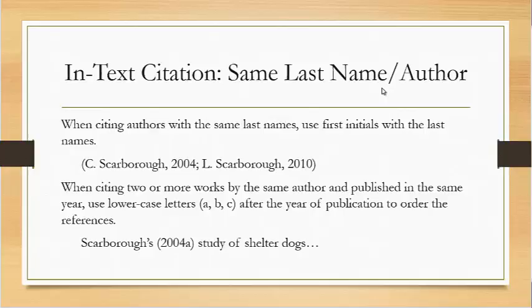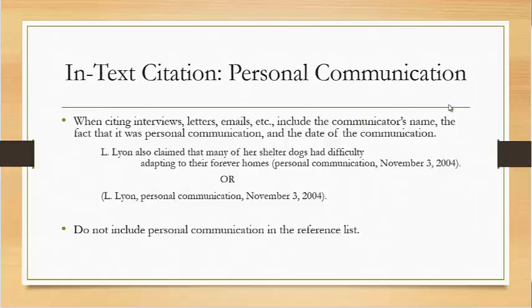Also, while citing two or more works by the same author and published in the same year, use lowercase letters after the year of publication to order the references. So say you have two references by Scarborough 2004. Scarborough wrote two different articles. You'll want to have the first article, the one published first, followed by the letter A, the one published later, followed by the letter B.